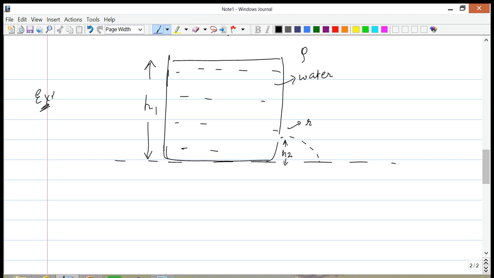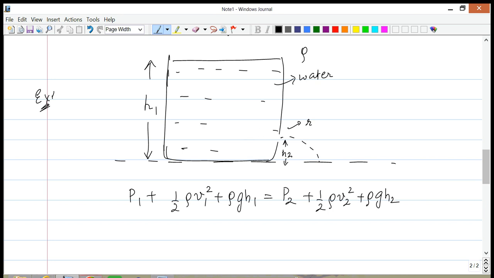Okay, so let us understand what's going on in the problem. Again, we're going to use Bernoulli's equation, which happens to be P1 plus 1/2 rho V1 squared plus rho g h1 equals P2 plus 1/2 rho V2 squared plus rho g h2. Now there are a few things that we need to understand here. If you look at this liquid, the top of the liquid is exposed to the atmosphere, so the pressure at that point is equal to the atmospheric pressure. So that's one thing.